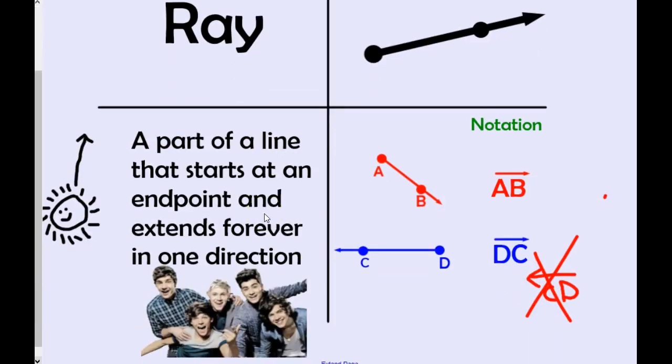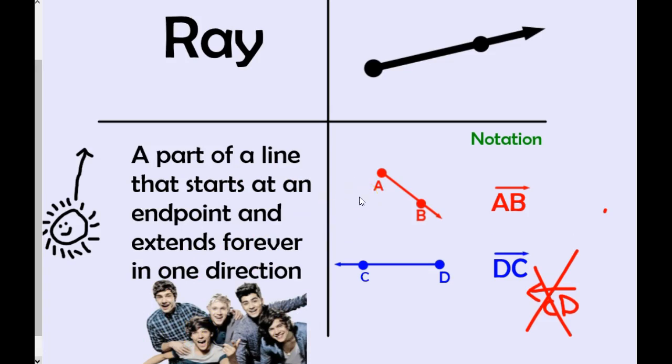All right, let's talk about ray, the one that goes one direction. A ray is kind of like a segment, kind of like a line. It has one endpoint, one arrowhead. So again, part of a line that starts at an endpoint and extends forever in one direction. You could think about it like rays of a sun. They start at the sun and they go forever in one direction, kind of. So you can see what it looks like: endpoint, arrowhead.